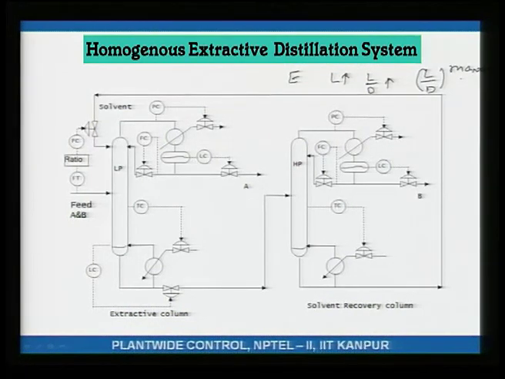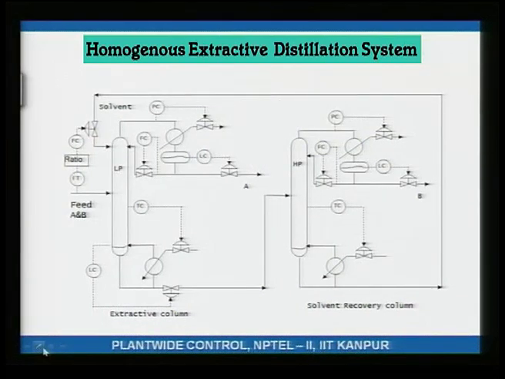So there is L by D min, there is L by D max, and there is also an entrainer to feed ratio min, right? And I hope you understand all of these.